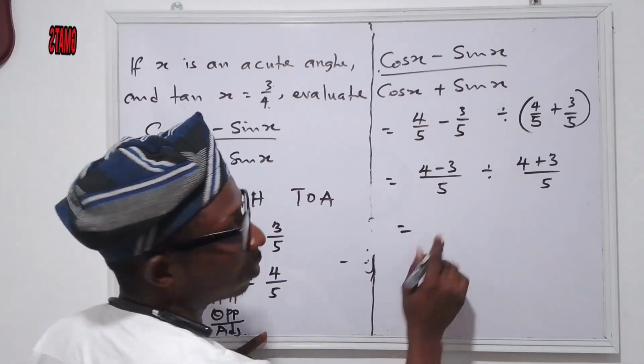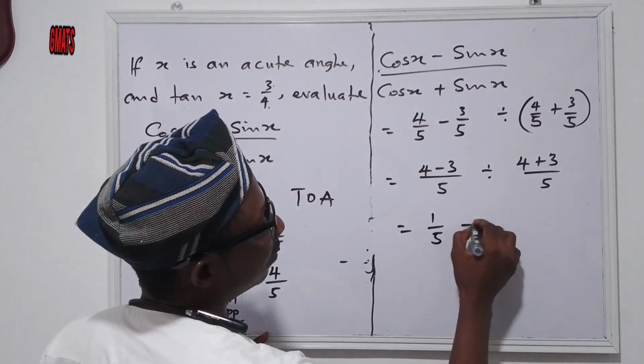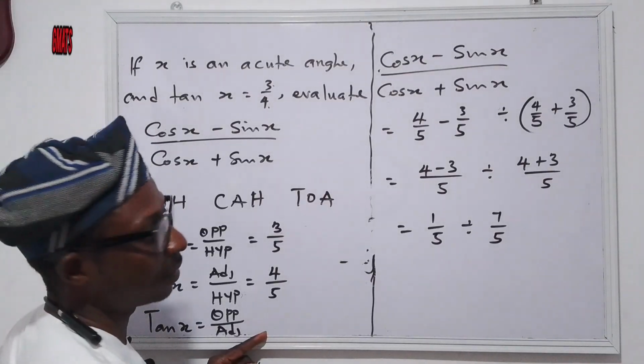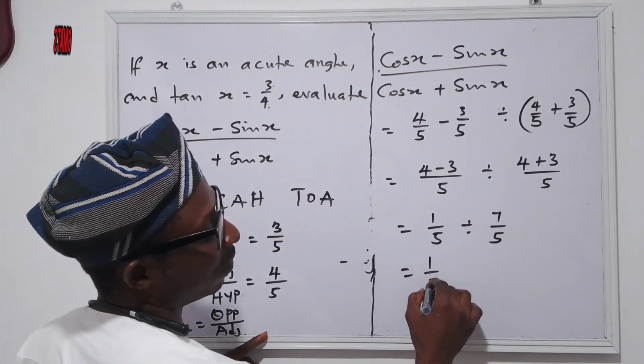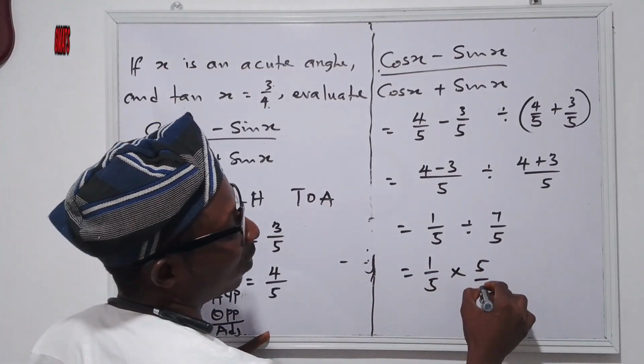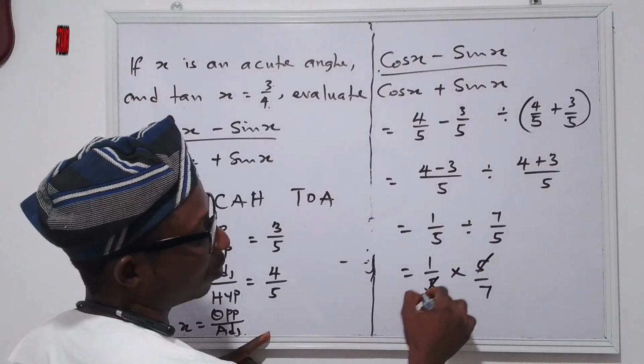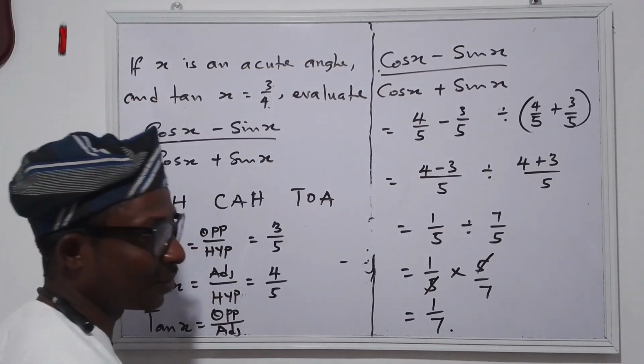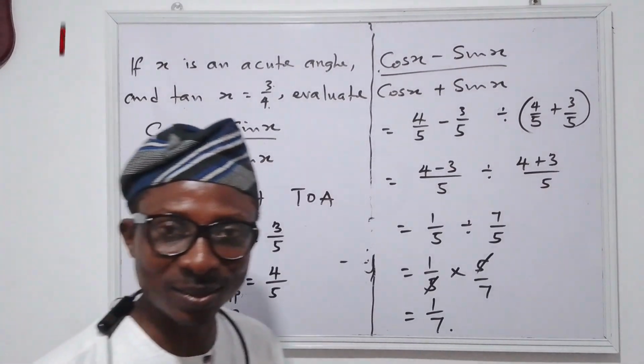And that gives us 1 over 5 divided by 7 over 5. So we have 1 over 5 times 5 over 7. The 5 cancels the 5, so the answer is 1 over 7. That is the answer to the problem.